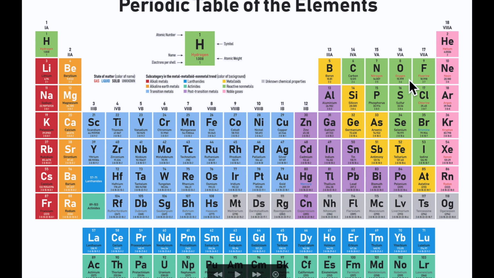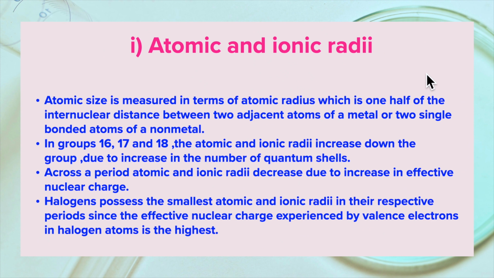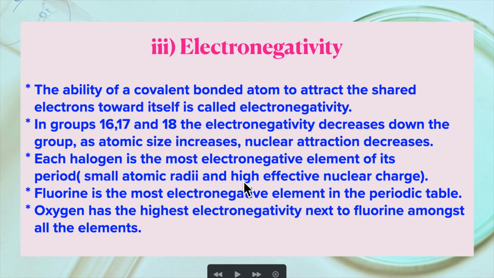Here, if you consider the halogens of the second period, that is fluorine, third period chlorine, bromine, iodine and astatine, these elements have more tendency to attract the electron pair towards itself. So remember, the electronegativity of halogens is large due to small atomic radius and high effective nuclear charge.